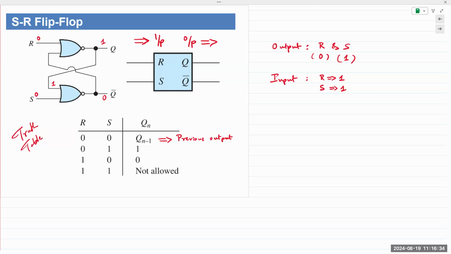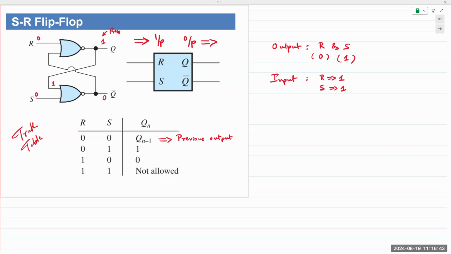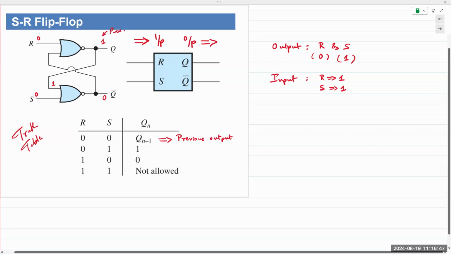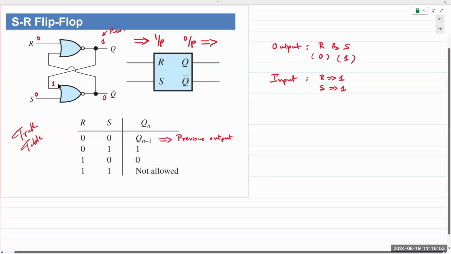Let's follow it again. If R is 0 and S is 0, and the previous output for Q was 1, then the lower gate has 0 and 1 as its input. Output remains at 0, Q naught. And the upper gate, you're applying 0 and 0, output remains at 1. Doesn't change.